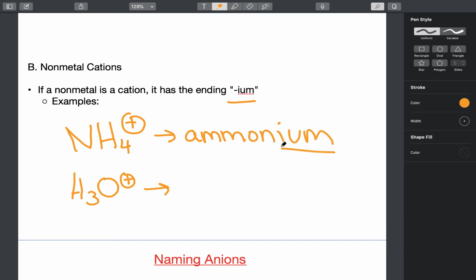So notice the "ium." Here is a common compound that you will see in your acid-base chemistry. You're going to see this a lot in general chemistry too. This is called a hydronium ion. So these are both ions, so I'm going to put ion here. Now your professor probably has a list of nonmetal cations that they want you to memorize. So my best advice to you would be to make flashcards for those and to memorize the ones that they want you to memorize. But these are two very common ones.